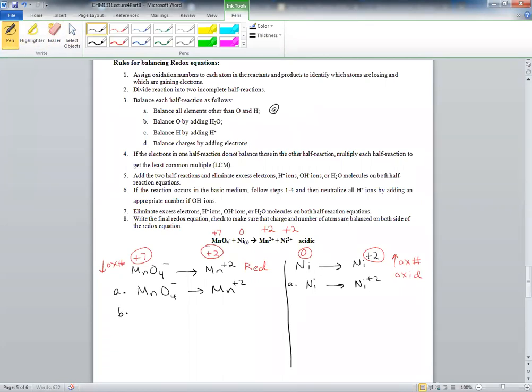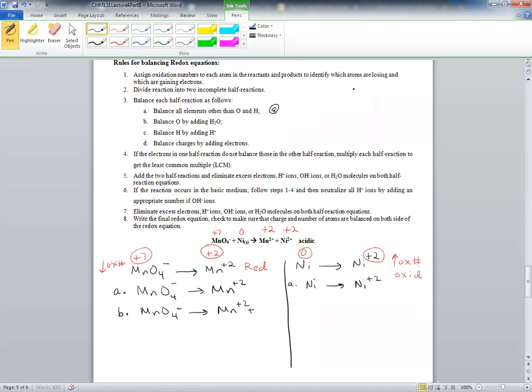B, balance O by adding H2O. Very well. So in this case, let's count how many oxygens we have on this side. We have four oxygens. So the question is, how many water molecules do we have to add?